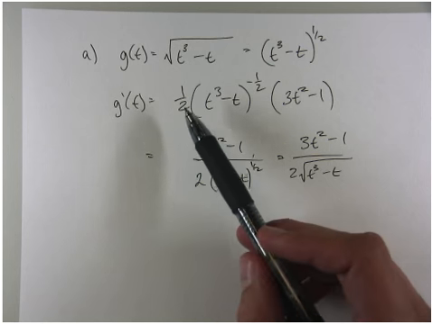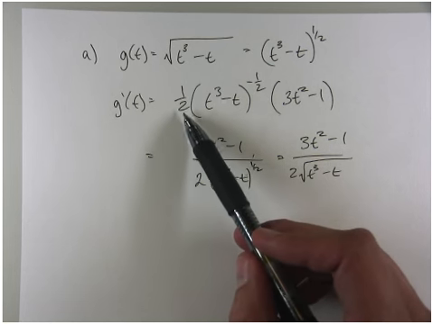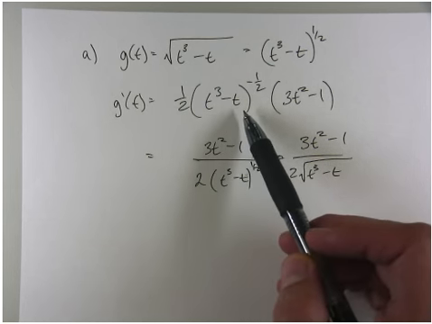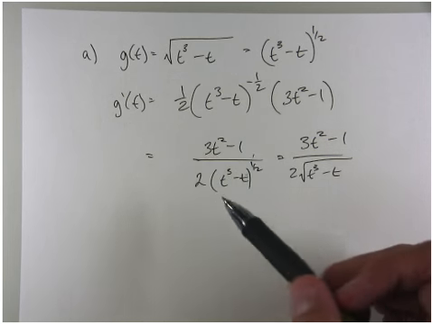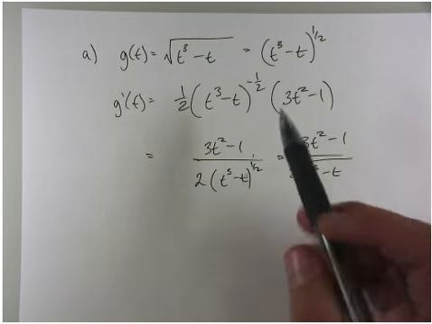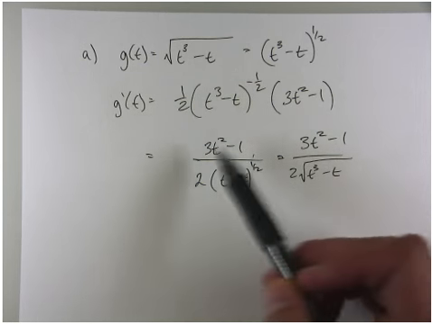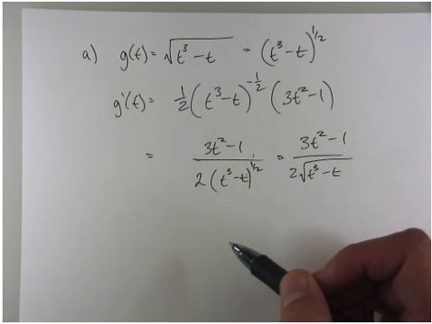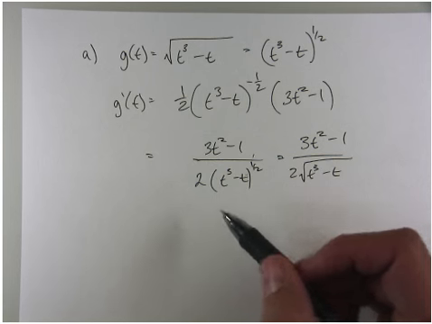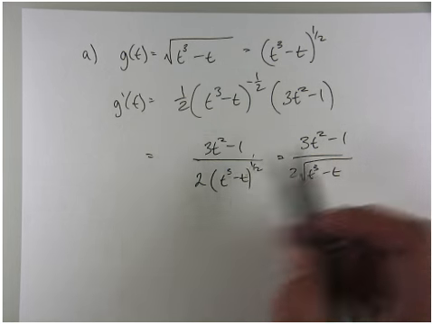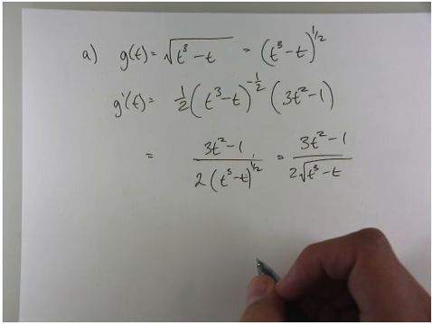This 2 is from the 1/2. There's already a 2 in the denominator of this expression. And then the 3t squared minus 1 is still in the numerator, and this 1 factor is still in the numerator. But 1 times anything is whatever it was to begin with. So the factor of 1 we don't have to write. Other questions?